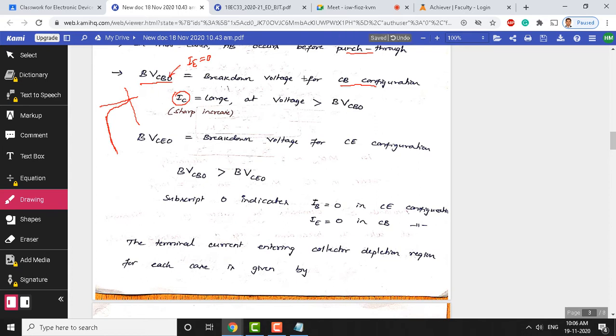Here we are discussing particularly the collector and base. Now for the common base configuration, when the BJT is connected in common base configuration and the applied voltage exceeds this B times VCBO, which is the breakdown voltage, there is a large surge in the collector current, because the junction between collector and base has been broken. Therefore, you see a large surge in the collector current.